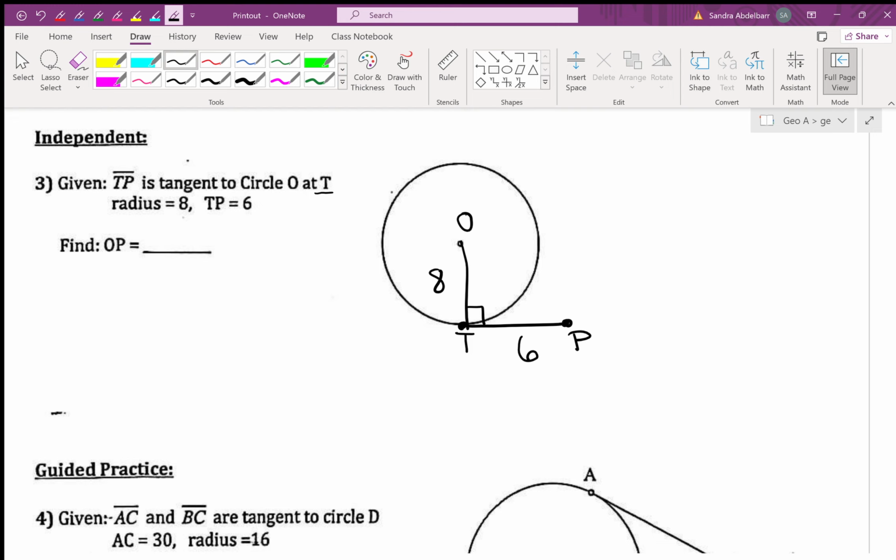Now we want to find OP. This is a triple times 2. Anybody know what this is? 3, 4, 5 times 2, 6, 8, 10.